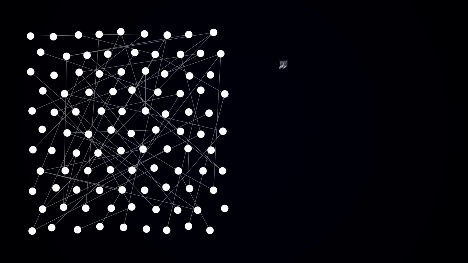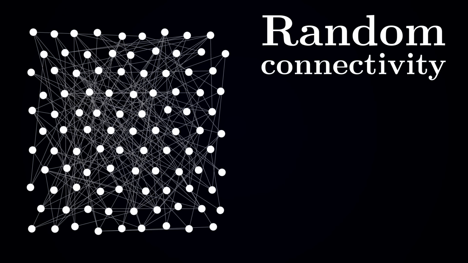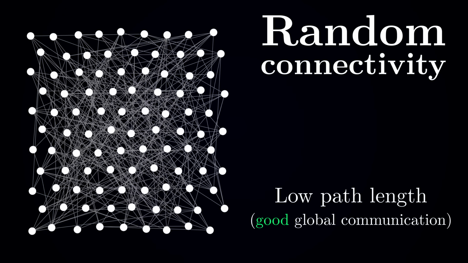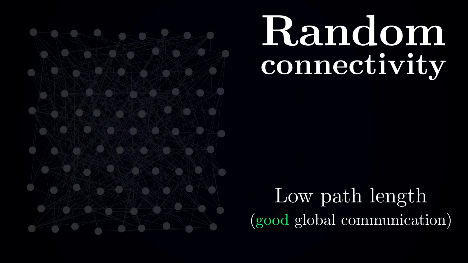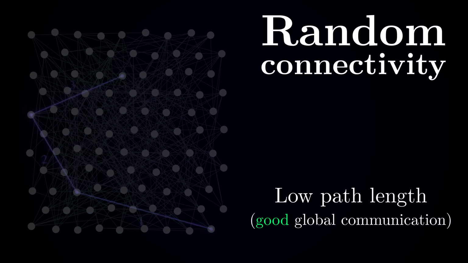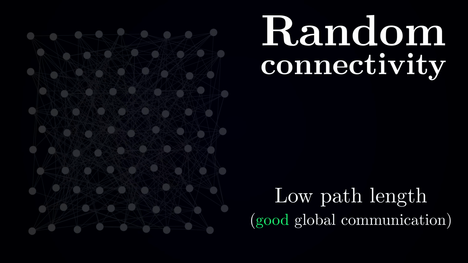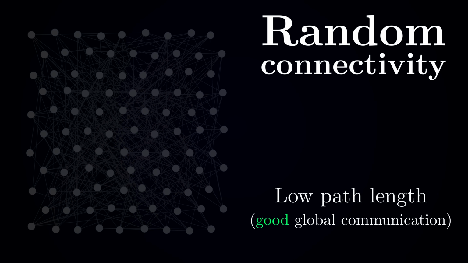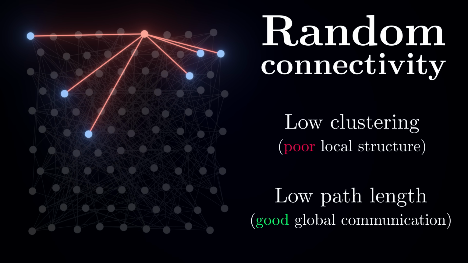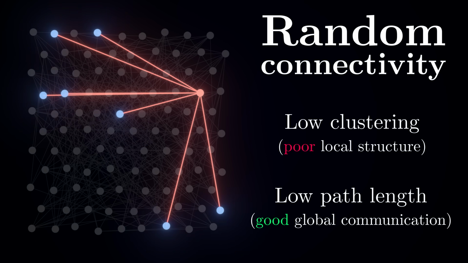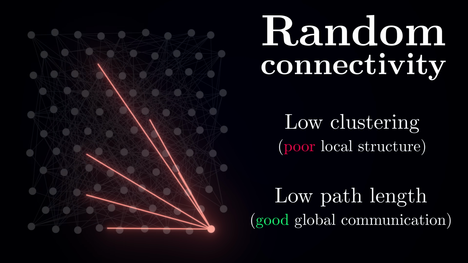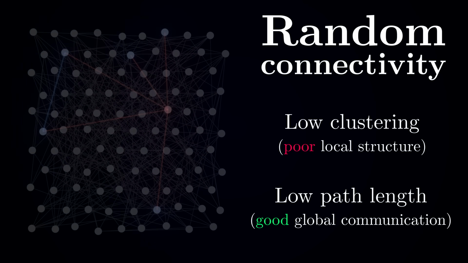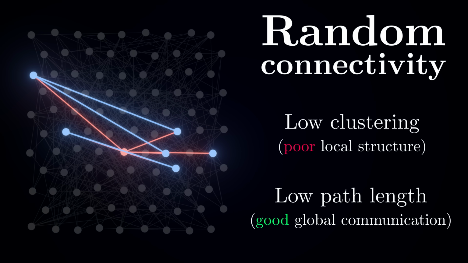At the other extreme, imagine connecting nodes completely randomly. Even with just a small fraction of possible edges, such networks achieve remarkably short path lengths, allowing you to reach any point in just a few hops. However, they lack meaningful local structure. For networks with a limited number of connections, clustering coefficient is very low, because your neighbors are no more likely to connect to each other than to any other random node.